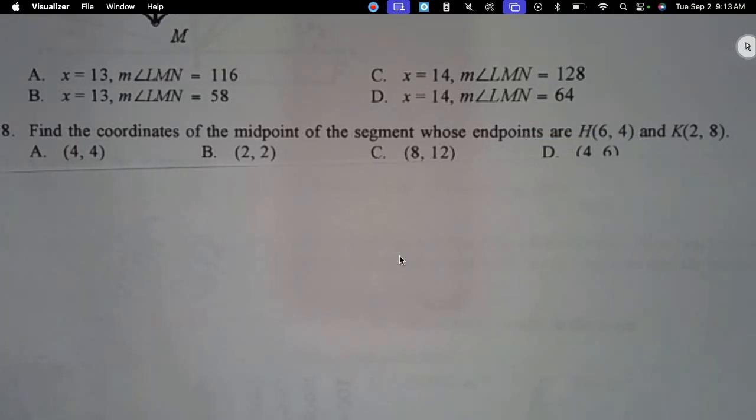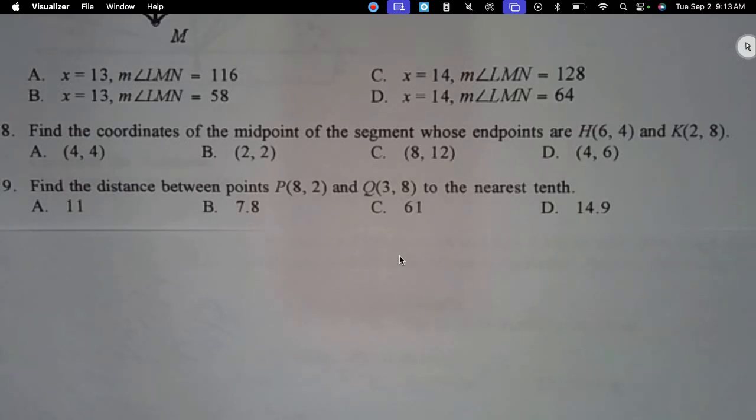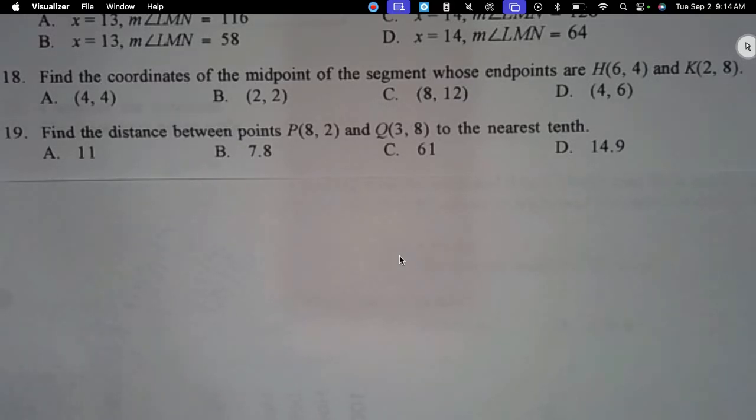Okay, so you add your x values, divide by 2. Add your y values, divide by 2. Okay, let's keep going. Find the distance. So which one is distance? Here we go. Number 19. It was D, yeah. Number 19. Find the distance to the nearest tenth.